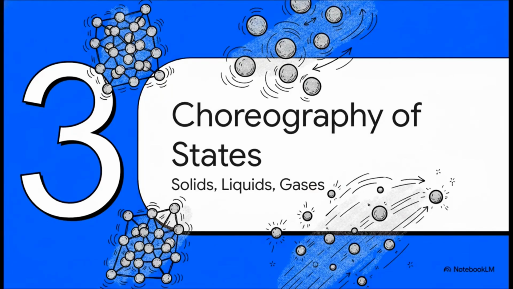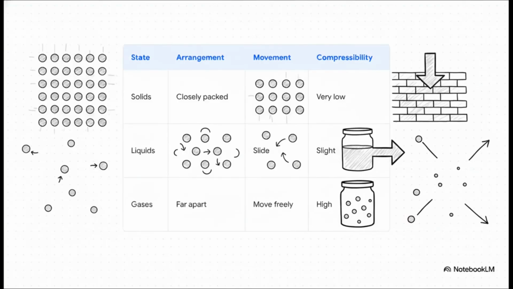Which brings us to Section 3, Choreography of the states, solids, liquids, and gases. As we zoom in a bit further, the choreography of these particles shifts dramatically depending on the specific state of the matter we're looking at. In solids, you've got closely packed particles just vibrating in fixed positions, creating very low compressibility. Then in liquids, they're still close together but much more disordered, freely sliding past each other. And then, of course, in gases, they are far apart, moving super rapidly, which creates incredibly high compressibility.